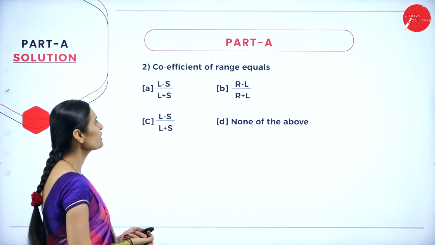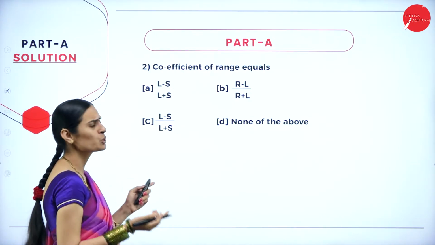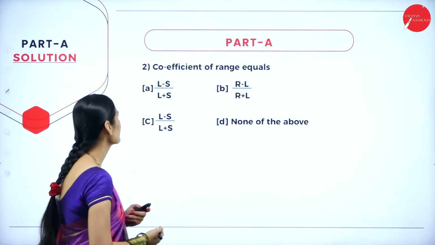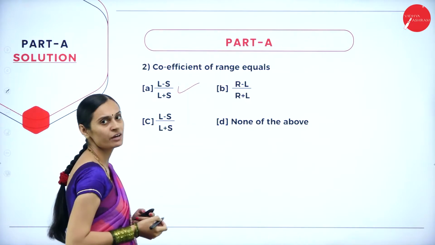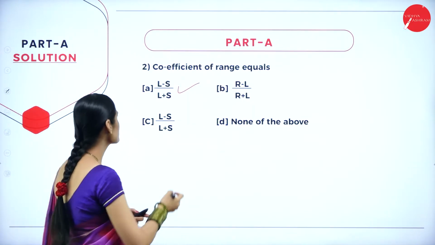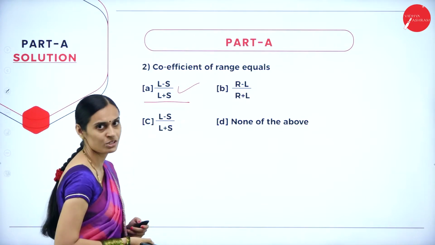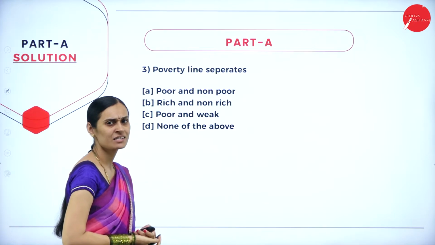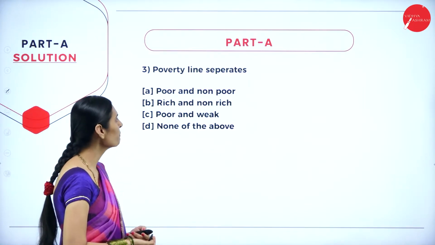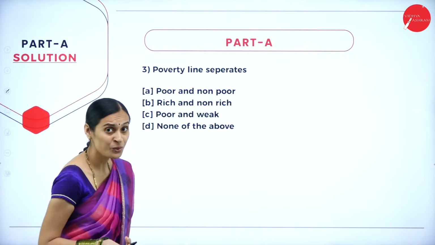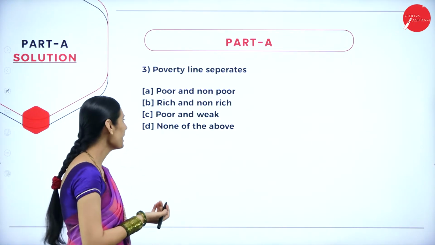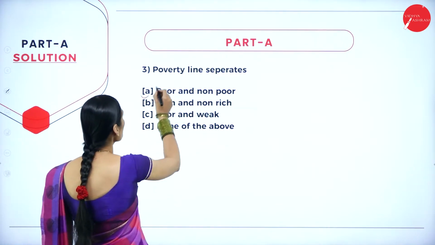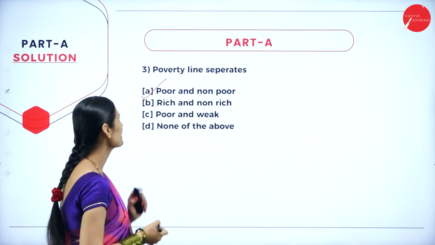And next one, coefficient of range equals to, yes, you should remember the formula of coefficient of range: L minus S divided by L plus S. So this is the right answer for this question. And next one, poverty line separates. Do you remember that? What is the answer? Poverty line separates rich and non-poor, poor and non-rich, poor and weak, or none of the above. Which is the answer? Poor and non-poor is the answer for this question.